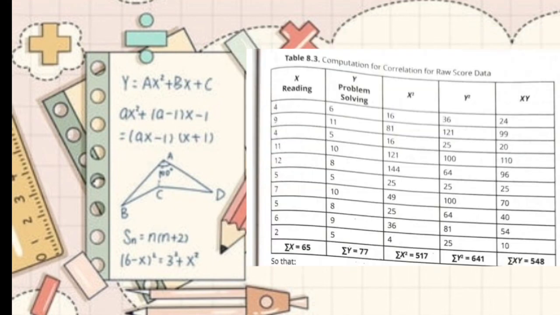Table computation for correlation for raw score data. This is the table of correlation for raw score data. We have X reading, Y problem solving, X squared, Y squared, and XY. In X we have a total of 65, in Y we have a total of 77, in X squared we have a total of 517, in Y squared a total of 641, and XY has a total of 548.